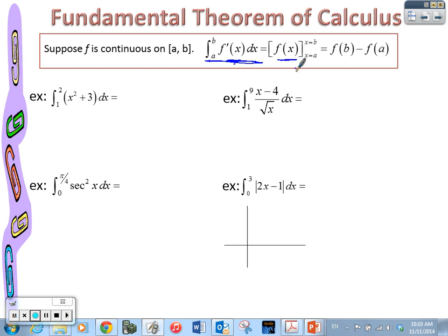Then what we do is we want to evaluate the position from A to B. A is my lower bound, and it's on the lower part of this bracket. And B is my upper bound, and it's on the upper part. And so basically, we just have to evaluate f of b minus f of a, and that is our definite integral. Yes? Yes. But it's a formula instead of doing it with area.